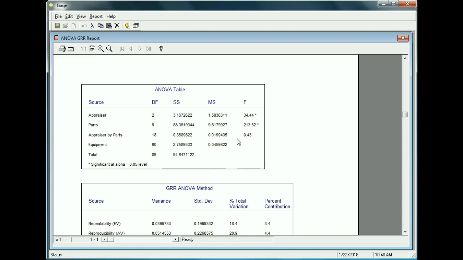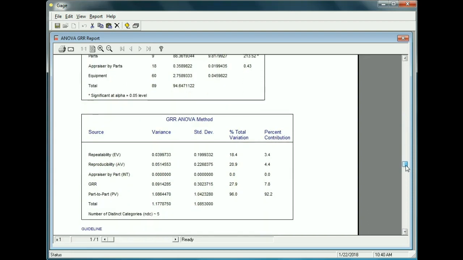So that's just telling us that really there is no significance between people doing the measuring and the parts that they're measuring. There is no interaction. So we really don't have to do ANOVA in this particular numerical example because it's not a factor. And if we go a little further down here in the report, using the ANOVA approach, we can calculate things like repeatability and reproducibility to one standard deviation, just like we did in the previous approach.